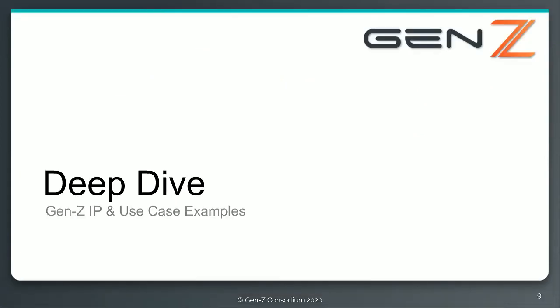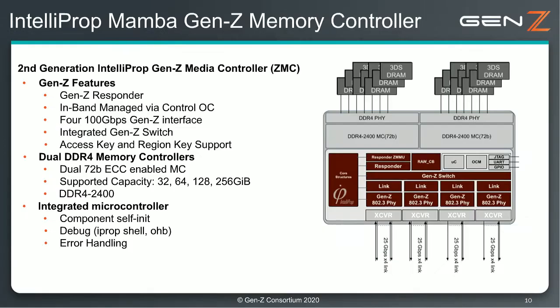Thanks, Bob. This is Erich Hanke, Principal Engineer of Memory and Storage Products at IntelliProp. In the following slides, I will discuss the IntelliProp Gen Z Media Controller, or ZMC, which is codenamed Mamba, the IntelliProp Gen Z ARM-based host bridge, codenamed Orthos, along with several use case examples.